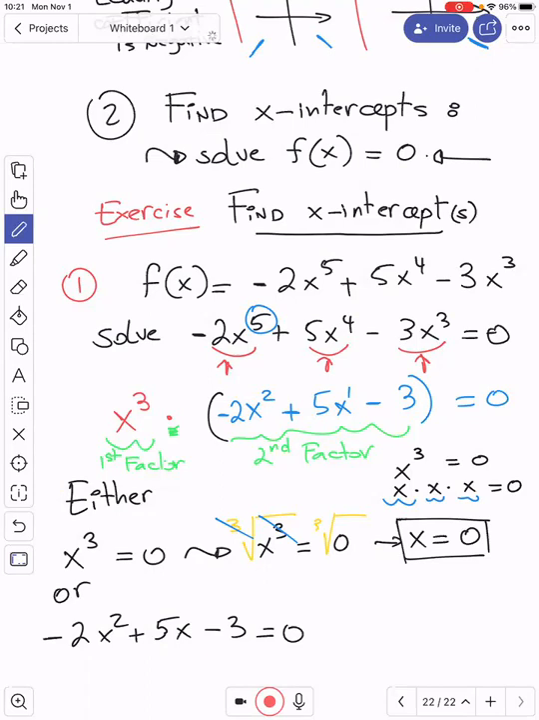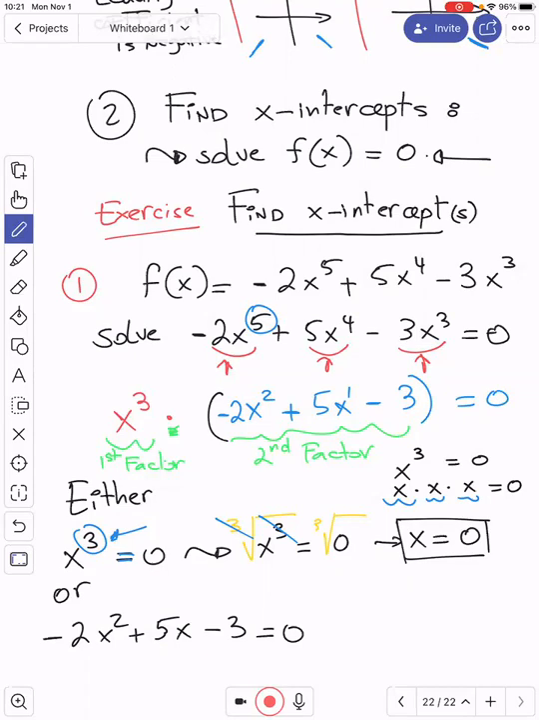So because it's x cubed equal to 0, with the cube, you're supposed to get 3 different solutions, right? Remember what I said last week. If we have a polynomial where the highest power of x is 5, then you expect to have 5 solutions, right? Or if you have a polynomial of degree 3, then you expect to have 3 different solutions, right?